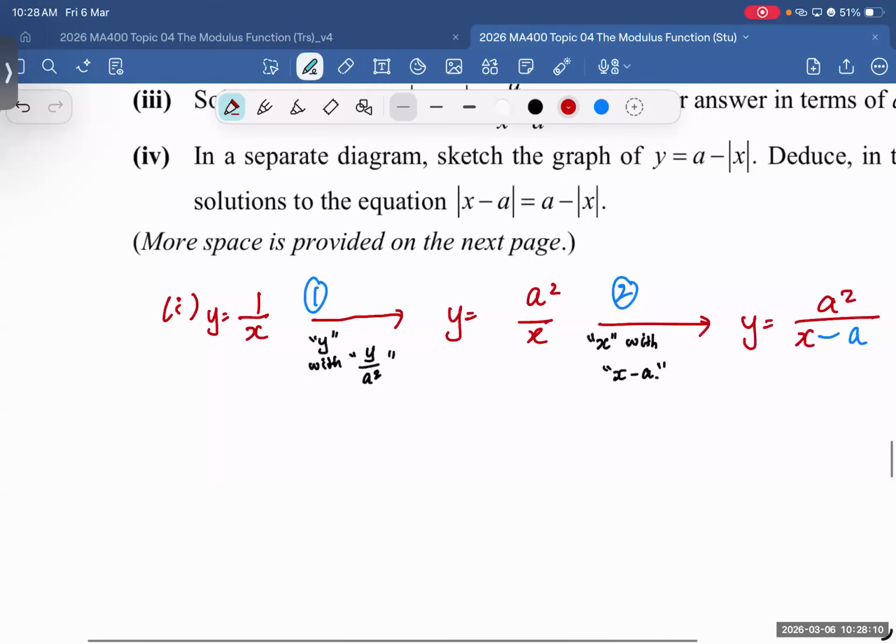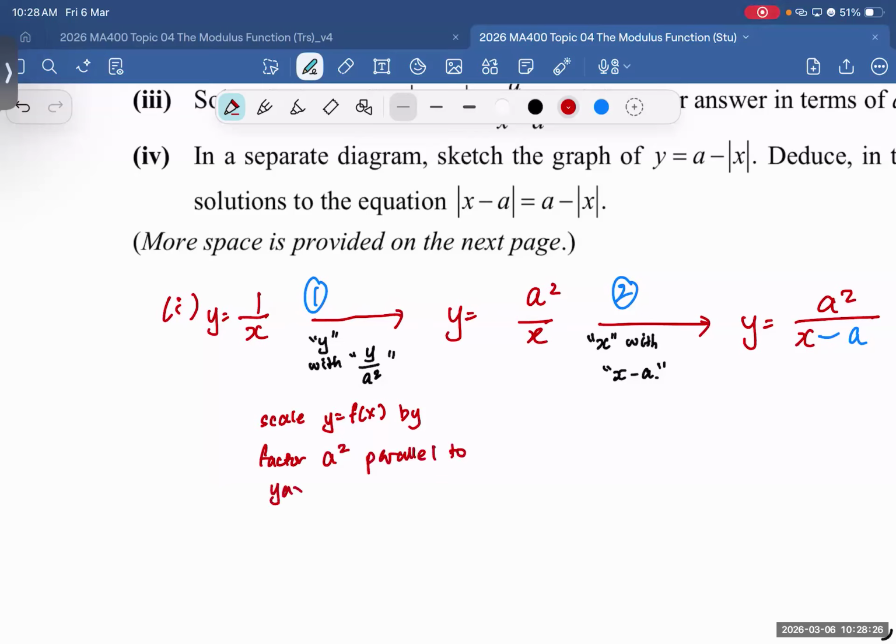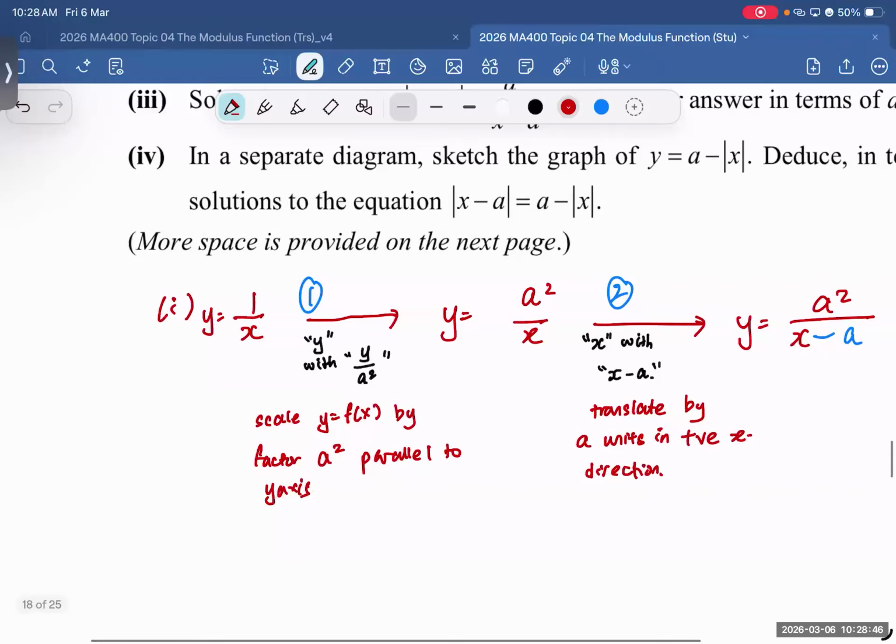So this will basically be scale y equals f(x) by factor a squared parallel to the y-axis. That's transformation number 1. Transformation number 2: translate by a units in the positive x direction. This is for question 1.